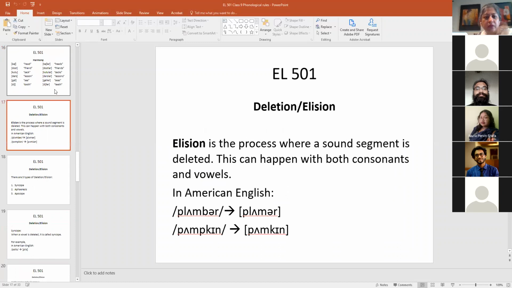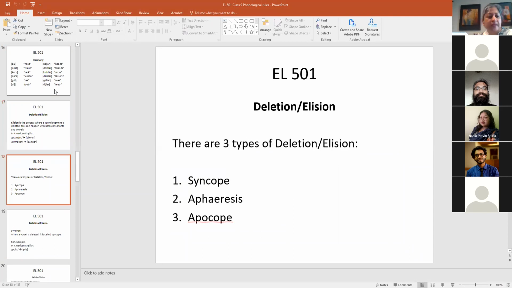So harmony we are done. All right. So again, like I said, deletion is the process where a sound segment is deleted, and this can happen with both consonants and vowels. In American English, you have the word plumber, and the B gets deleted, and you get plummer instead. And pumpkin, the middle P gets deleted, and it becomes pumkin.